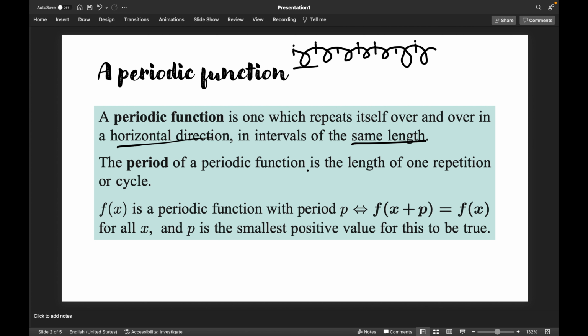And then the period of a periodic function is the length of one repetition or cycle. Okay, let's label this as 2, let this be 0, 4, 6, and so on. The period of this would be 2 units, whatever the units be. It's the length of one repetition or cycle. So that's what this means. And then f of x is a periodic function with period p. If that's the case, then f of x plus p is basically f of x. So that's what a periodic function is.